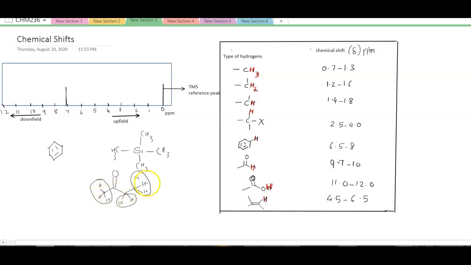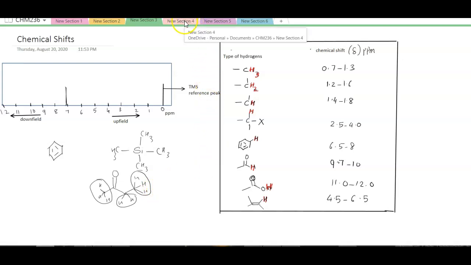Okay, now here we have a CH3 group and a CH2 group which are close to an oxygen atom, which is electronegative in nature. There are no hydrogens here, remember it's a carbon with 4 bonds. So this set of protons will appear downfield, whereas this will appear closer towards the upfield. Okay, so that's about the location of the signals.